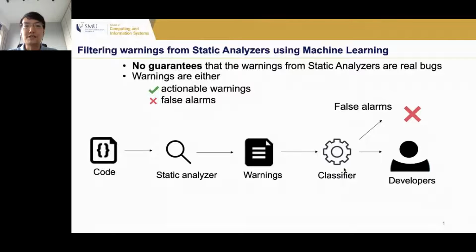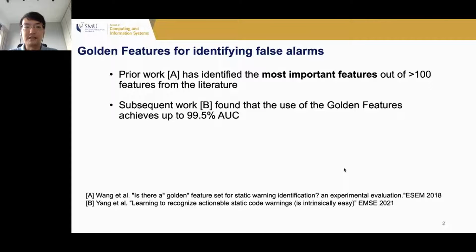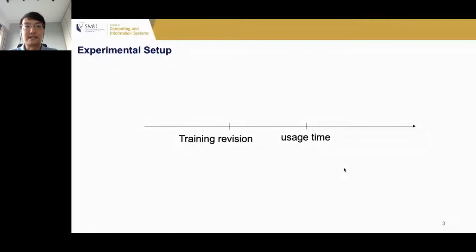In the literature, many different features have been proposed, and a prior work identified the most important features out of over 100 features from the literature. These features are known as the golden features. Subsequently, another group of researchers found that the use of the golden features would achieve up to 99.5% AUC. To construct such data sets for an experiment, we would need a training data set and a testing data set.